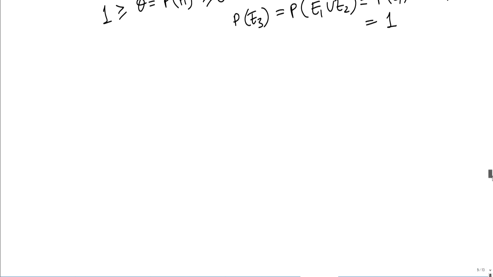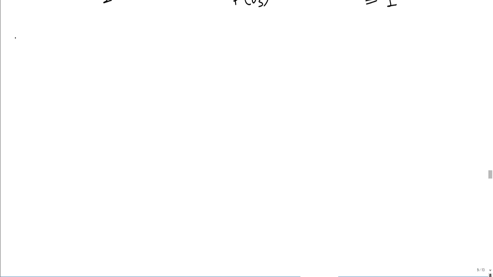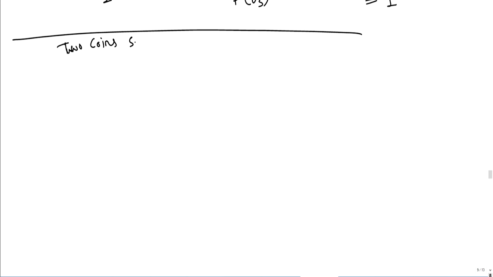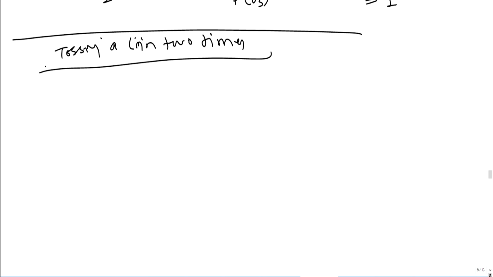Now, let us take a slightly more interesting example. So, let us say rather than having a single coin, you are tossing 2 coins simultaneously, or rather than 2 coins, I think it would be better to have, let us say, you are tossing a single coin 2 times. Okay. Tossing a coin 2 times. So, that is your experiment. Okay. So, this is a single experiment where you toss a single coin 2 times.